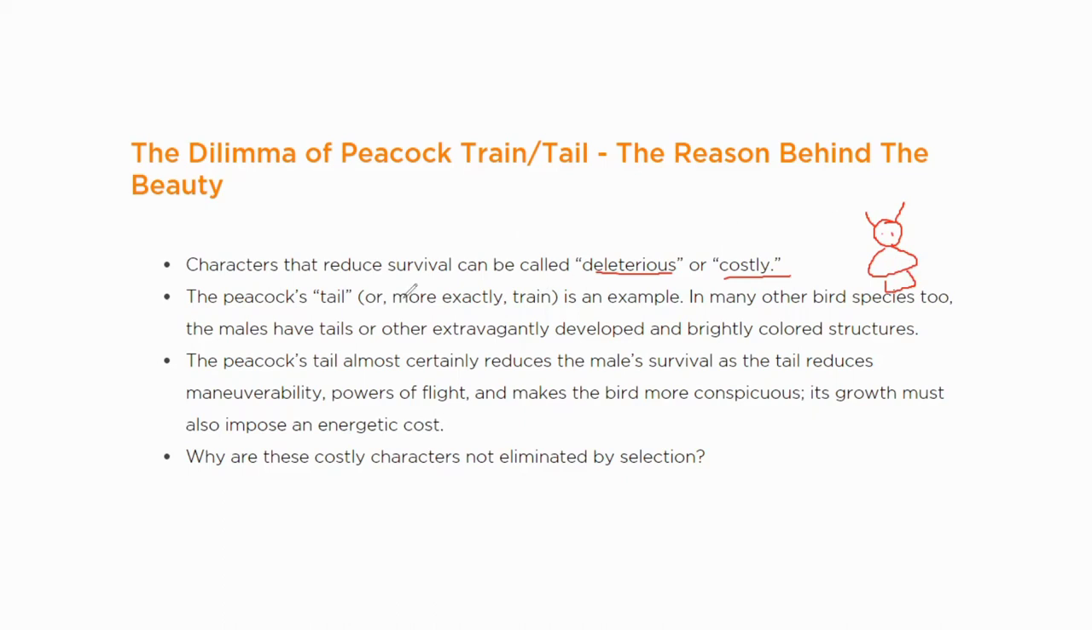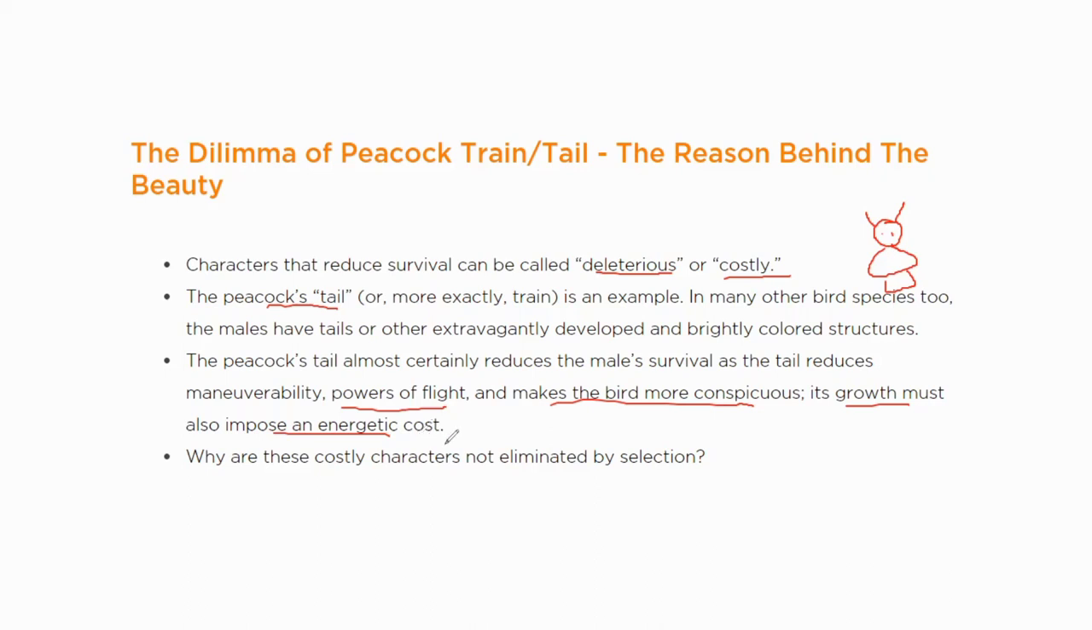And definitely the peacock tail is such a character. Why? Because the peacock tail reduces the survival of the possessor, because it reduces the power of flight and makes the bird more conspicuous, more visible to the predator. And definitely growing such a structure, as I told you in the previous slide, needs a lot of energy. And in the animal kingdom, there's always a drive toward saving energy. The more you save energy, the more fit you are. So these are the traits. Obviously, such traits like the peacock tail are deleterious. They reduce the fitness.